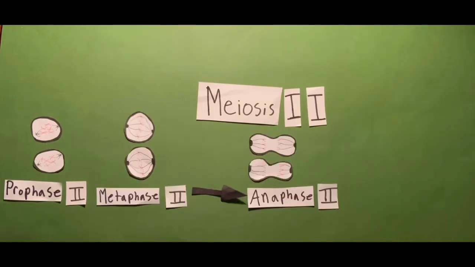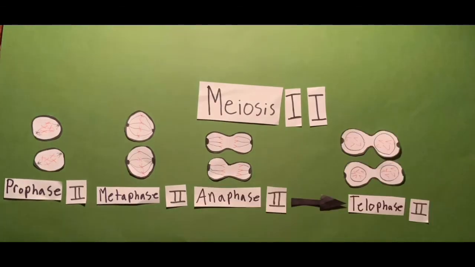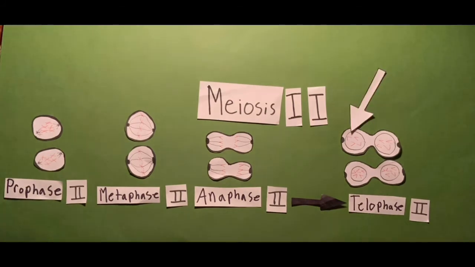Anaphase 2 is the third stage of meiosis 2. This is a stage where the cell is preparing to split. Here, the chromatids are pulled to opposite poles by the spindle fibers. Telophase 2 is the last stage of meiosis 2. This is the stage before the cell splits into 2 new cells. In each cell, there is a new nuclear envelope that surrounds the chromatids.